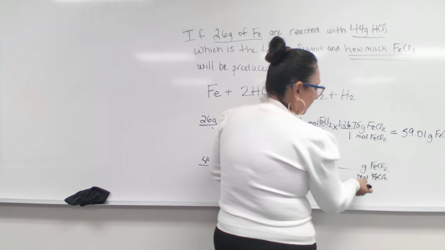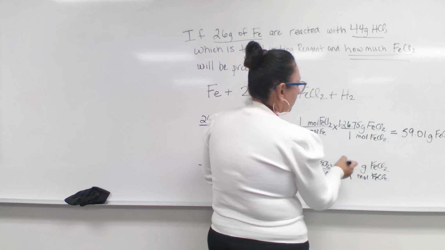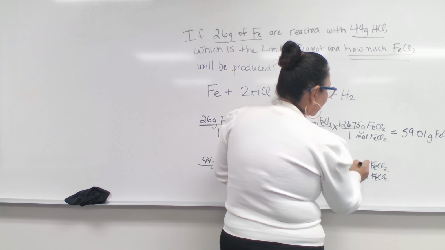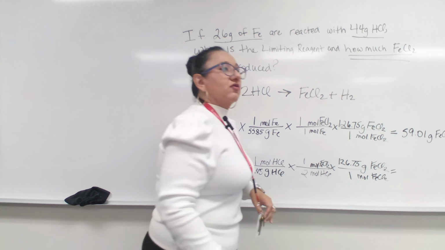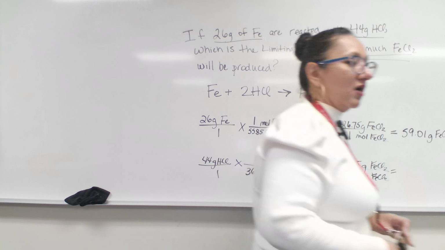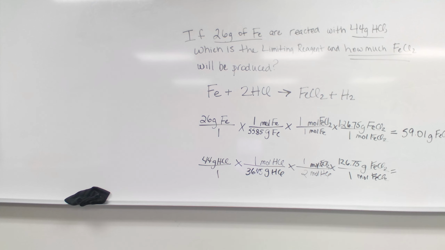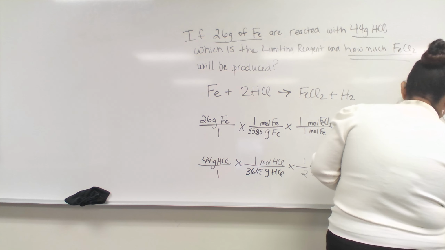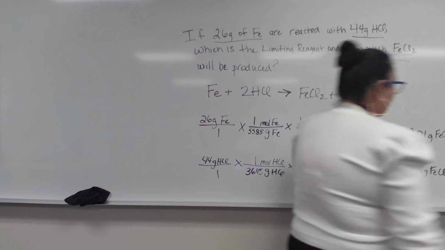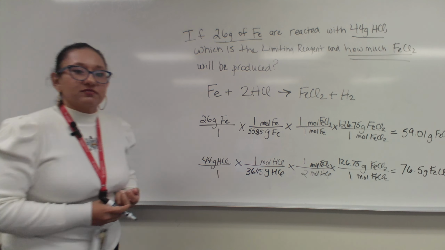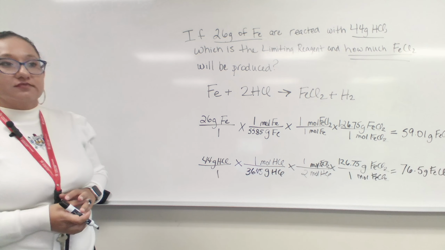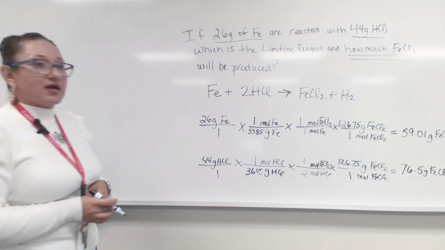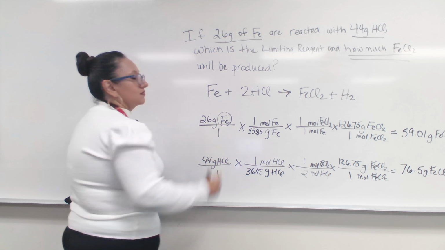Okay, final step. This is a molar mass. 1 mole of iron chloride equals 126.75 grams of iron chloride, to equal how much? Where's it at? 76.5 grams. Which of these is a limiting reagent? The one that made the lesser amount? The iron.